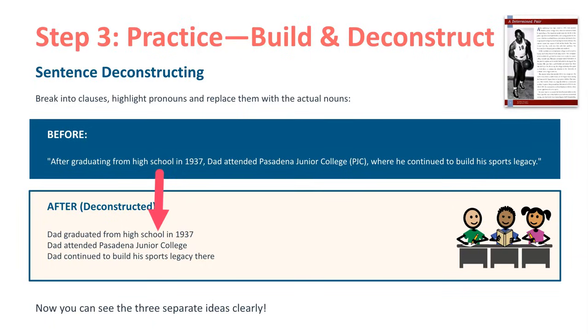First, Dad graduated from high school in 1937. Second, Dad attended Pasadena Junior College. And third, Dad continued to build his sports legacy there. Notice we replaced "he" with "Dad" to be clear. Now you see 3 separate ideas. Ask those follow-up questions. "Whose sports legacy?" That's right, Dad's. This helps students process complex text.